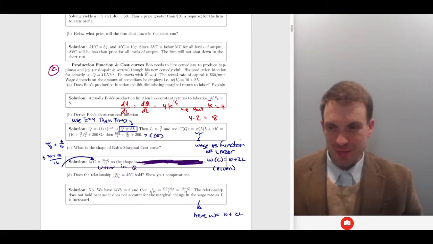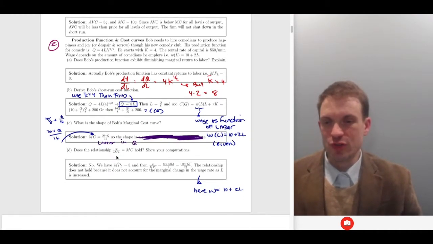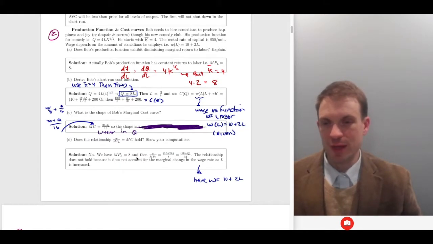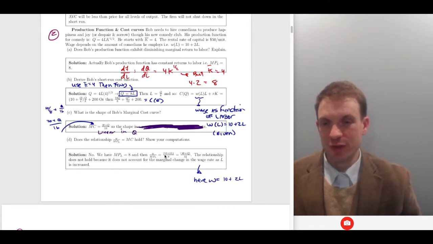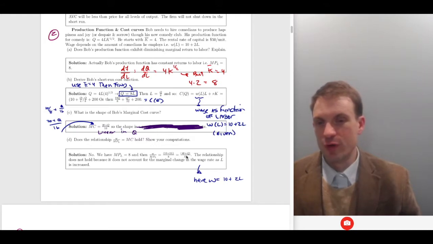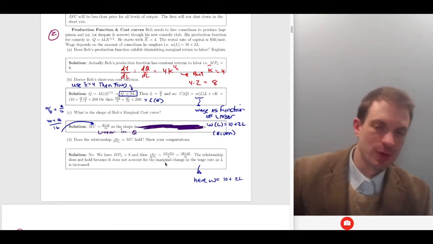10/8 is the same as 20 times 16, so we get a common denominator, 20 plus Q over 16, and then this is linear in Q, so it's upward sloping. Does the relationship W over MPL equals MC hold? Let's see. Well, MPL is 8. We saw that from above. W over MPL is going to be 10 plus 2L over 8, or 40 plus Q over 32, and it ends up not holding.